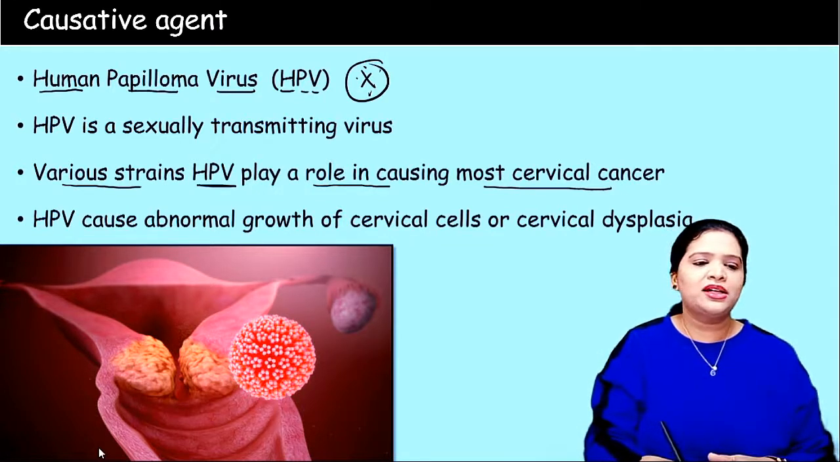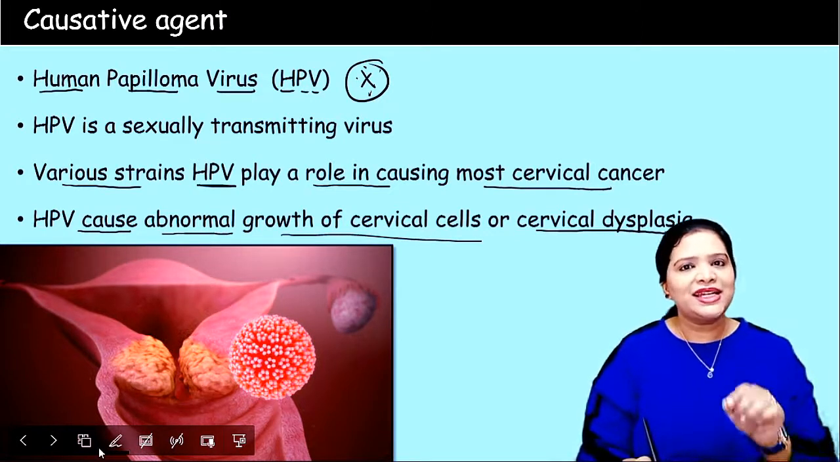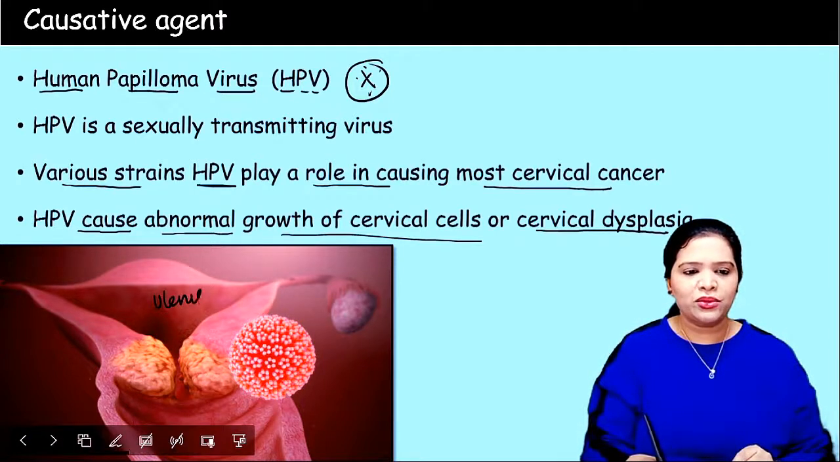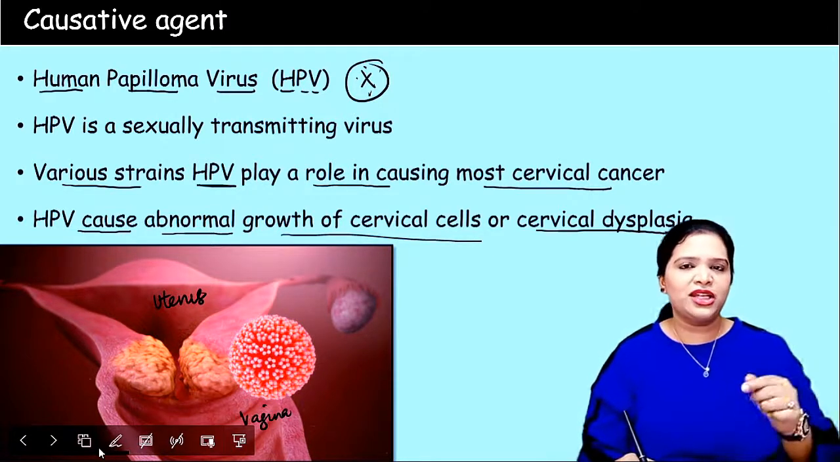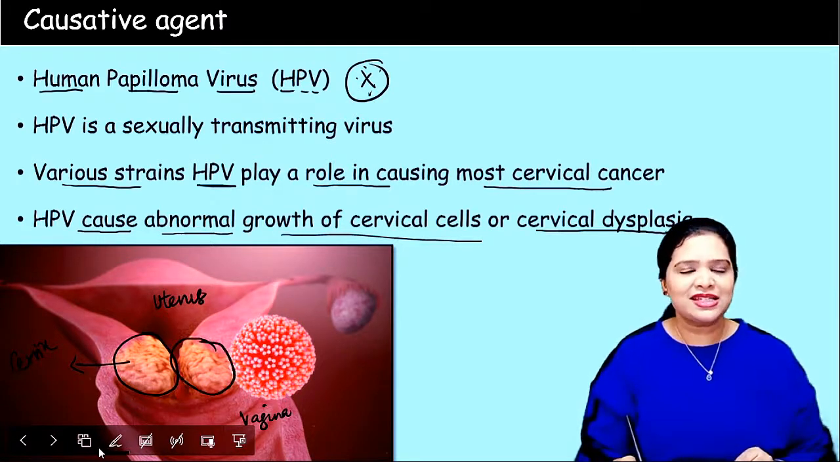So what happens here? The human papilloma virus causes an abnormal growth of the cervical cells that we call cervical dysplasia. So look at this picture. Here, this is the uterus, okay, and this is the vagina. The connection between the uterus and the vagina, this region, is the cervix. So we could see here, there is an abnormal growth of the cells. So this is cervical cancer. This is caused by the virus, human papilloma virus.